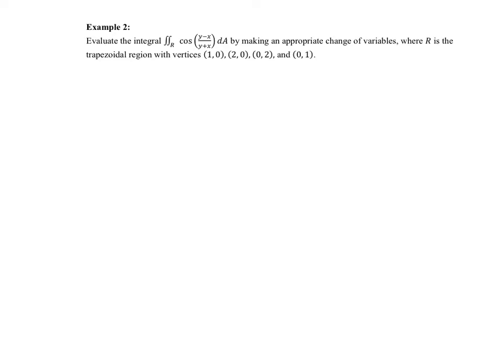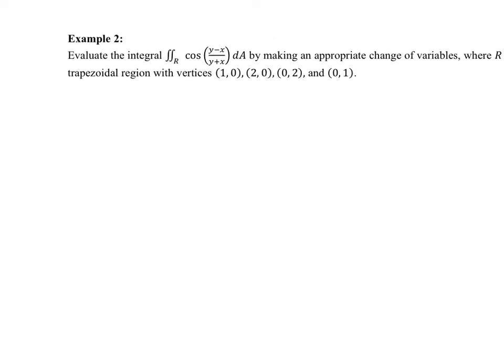One option would be to let u equal y minus x and v equal y plus x. If we think about cosine of u divided by v, and if we did the antiderivative, that would be much more manageable than how it's written in x and y. You'll see in a moment how that works.